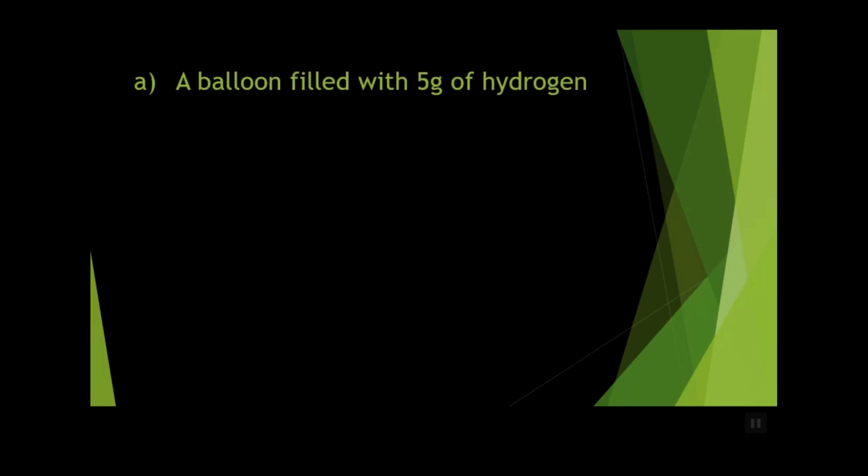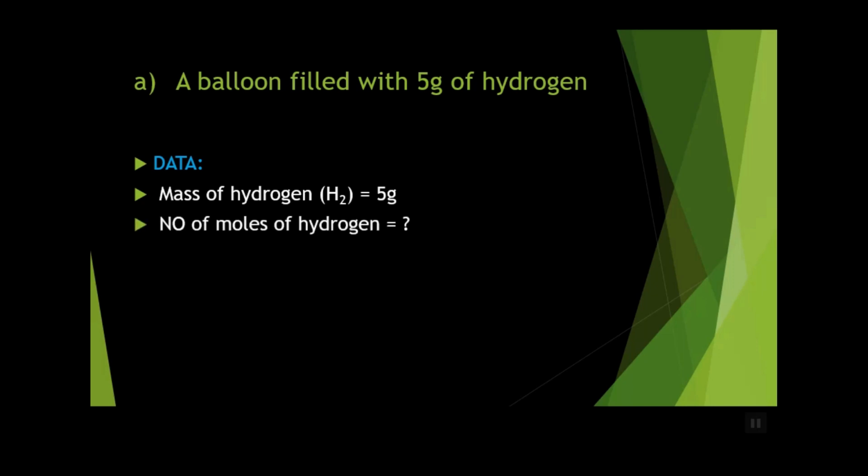A balloon filled with 5 gram of hydrogen. So students, first we will make the data, and data is very easy. 5 gram mass is given and number of moles are unknown to us. So data, mass of hydrogen is 5 gram and number of moles of hydrogen are unknown to us. Solution. So students, what is the first step? Yes, to find the molar mass.